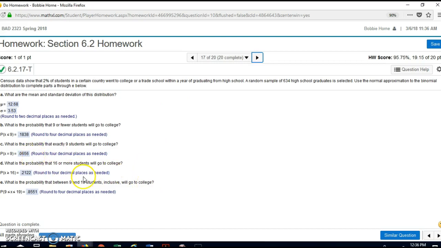And I believe I've worked one like this too. Remember, when you're doing N, P, and Q, if you want less than or equal to 9, you've got to put in 9.5. You've got to have kind of a range. And if you want it equal to 9, when you're putting it into StatCrunch, you have to use a range of 9.5, get that probability, and 8.5, get that probability, and subtract. Here you would put in greater than or equal to 15.5. And here you would do 19.5, get that probability, and 8.5, get that probability, and subtract.